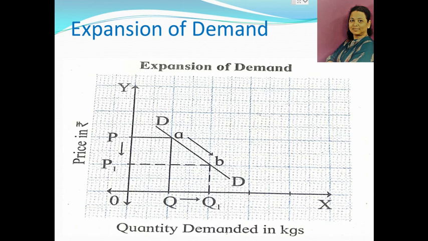Here is the expansion of demand. The figure shows expansion of demand with the movement of the curve. DD is the demand curve. The downward movement of the curve from point A to point B shows the expansion of demand.